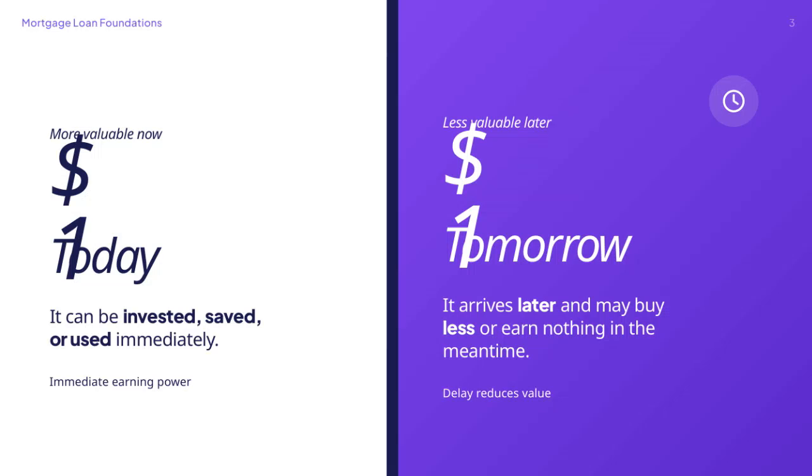Let's talk about the value of money over time. Imagine you have $1 today. This dollar can be invested, saved, or spent immediately. Because you have it now, it has immediate earning power and is more valuable to you today.